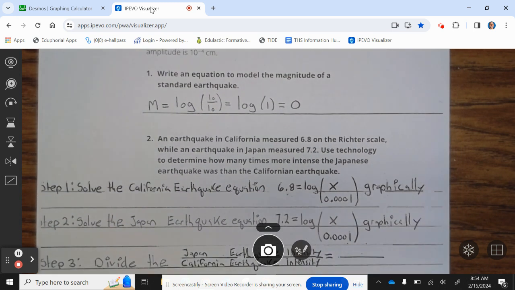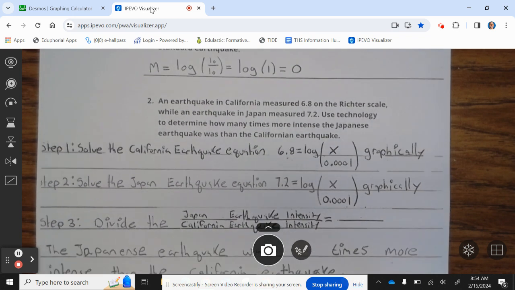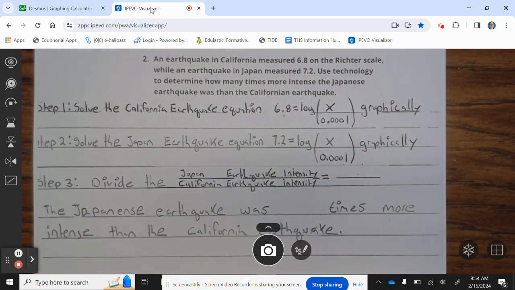Number 1, write an equation to model the magnitude of a standard earthquake. M equals log of L naught divided by L naught equals log of 1, which equals 0. 2. An earthquake in California measures 6.8 on the Richter scale, while an earthquake in Japan measures 7.2. Use technology to determine how many times more intense the Japanese earthquake was than the California earthquake. Step 1. Solve the California earthquake equation 6.8 equals log of x divided by 0.0001 graphically. So let's go ahead and do that.